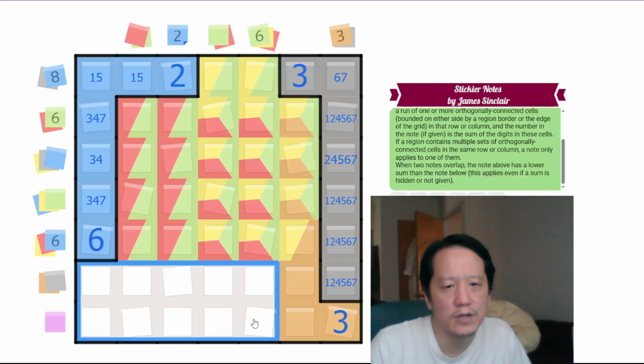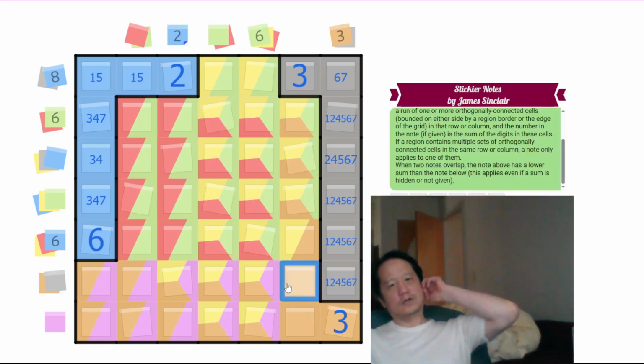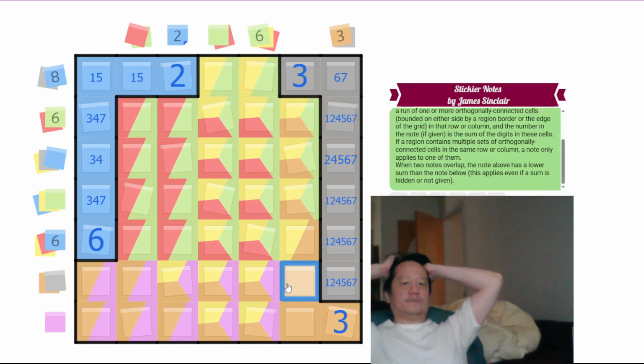We have pink and orange. Red cannot extend past this. Green cannot extend past this. Yellow technically could go down to here. Could technically go here. Okay.